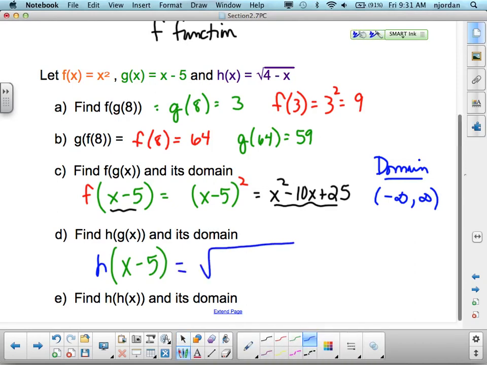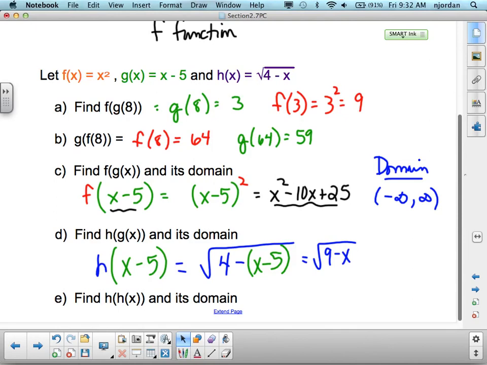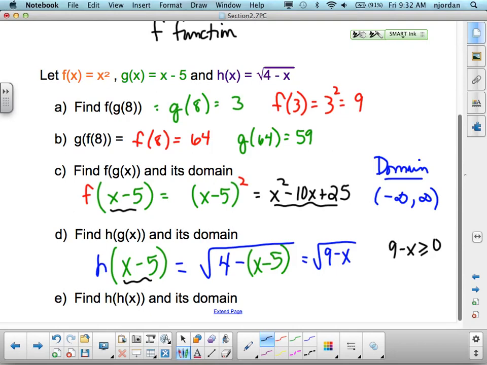Okay, so here's what happens when we do that. We're going to have the square root of 4 minus my input, which is x minus 5, or the green function. Simplifying that, we've got the square root of 9 minus x. Once again, my original domain was linear, x minus 5. But when I look at my output, I have to take note that the 9 minus x has to be positive, greater than or equal to 0. So when I'm solving for x here, I get x is less than or equal to 9.